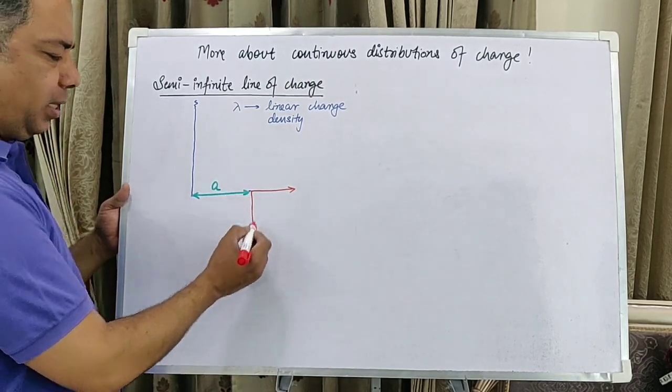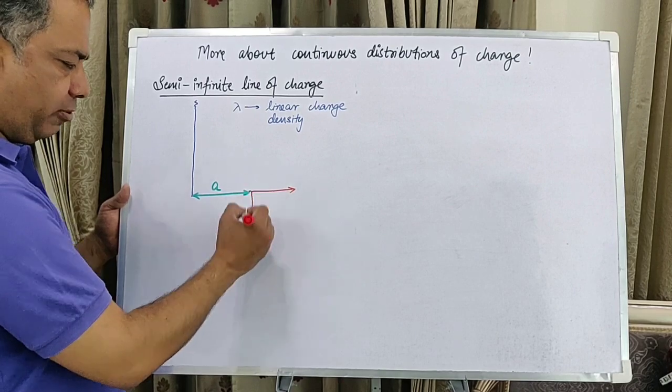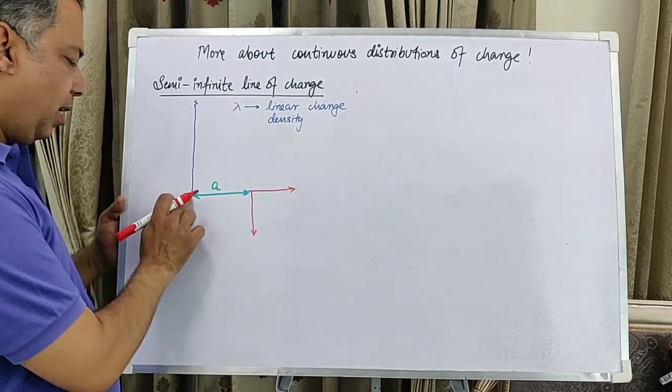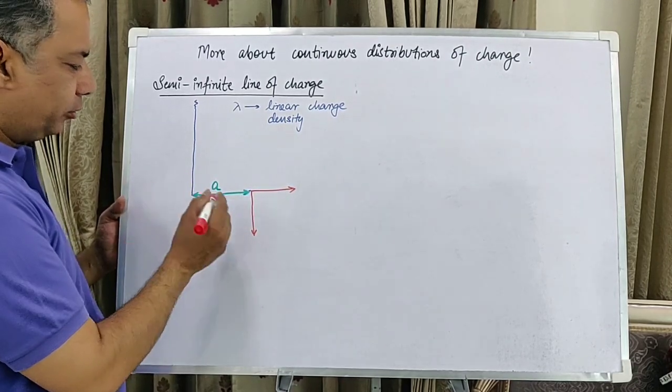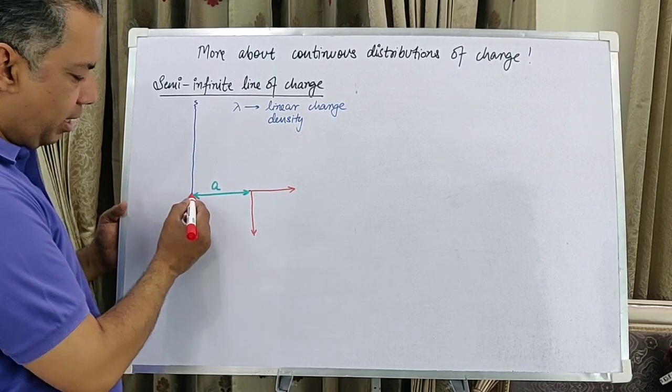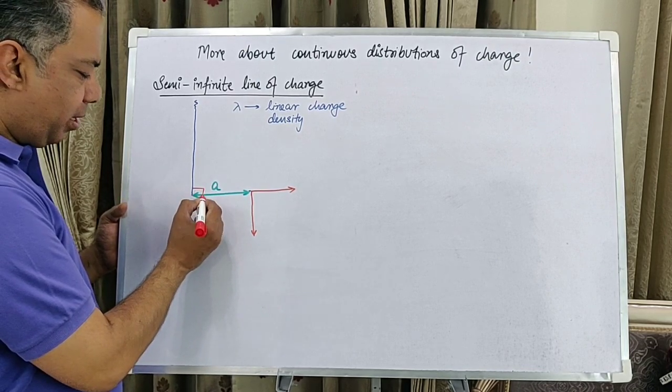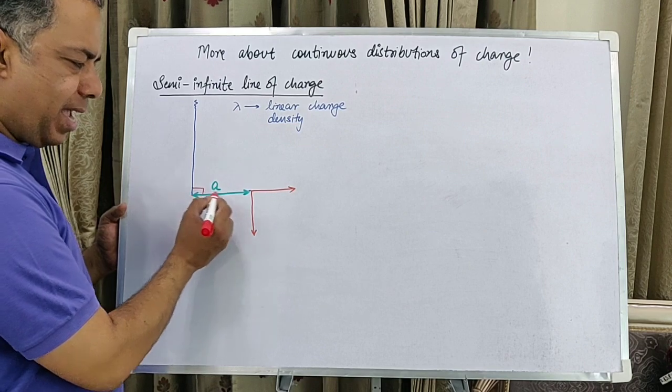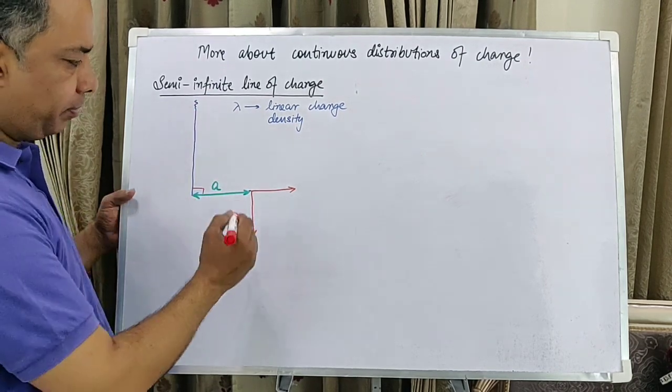Assuming the lambda charge per unit length to be positive, the electric field here has two components. One component is perpendicular to the line of charge and the other is parallel to the line of charge. Mind you, the formula that I'm giving is workable for a point at a perpendicular distance A from the end of this line of charge.